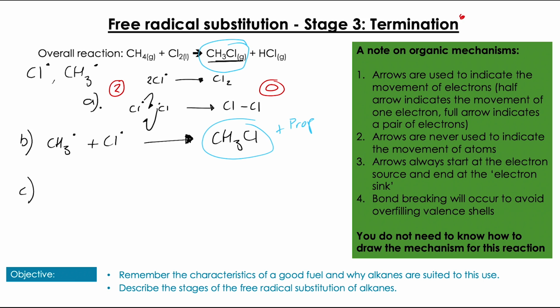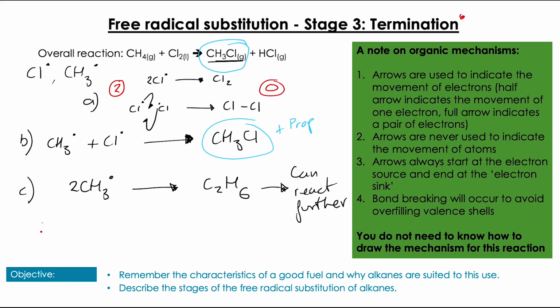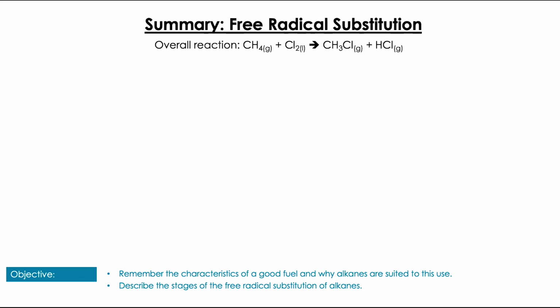We also have the CH3 radicals could react with themselves, forming C2H6. And indeed, this C2H6 itself could go back into the propagation step and then further be made into a C2H5 radical, and so on and so forth. Hence, the mixture is a problem because we don't know the exact composition of the products of this reaction when we do carry it out.